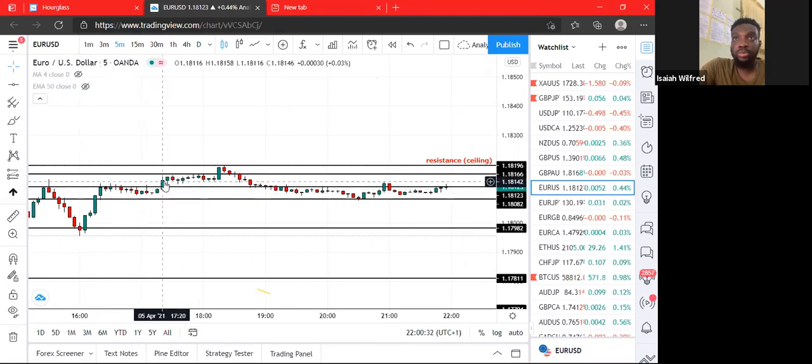It broke up and it started respecting this zone. It came down, it finally broke up. It could not break this last resistance zone. So the candles are basically respecting everything you've marked up.